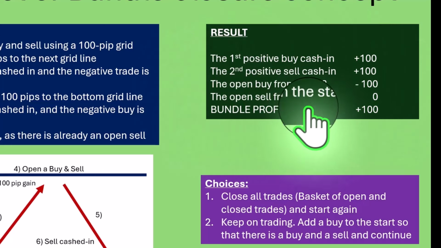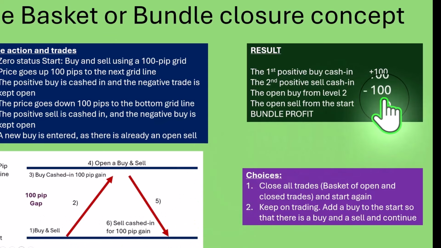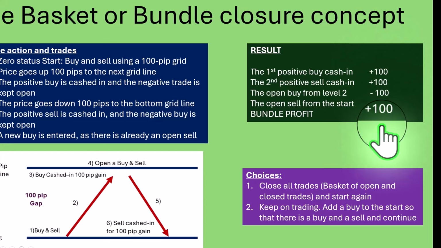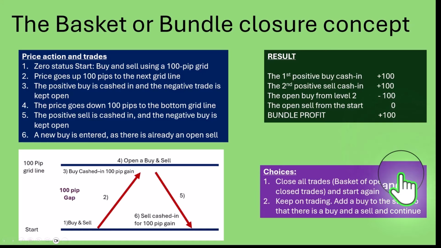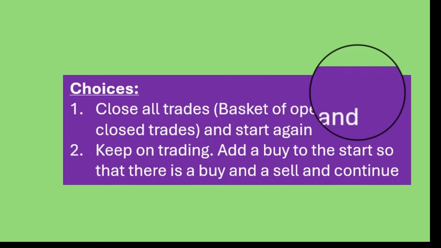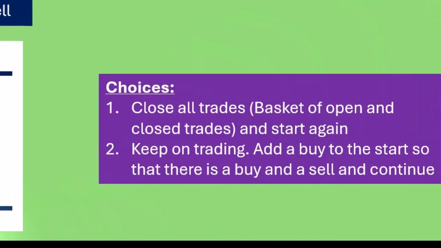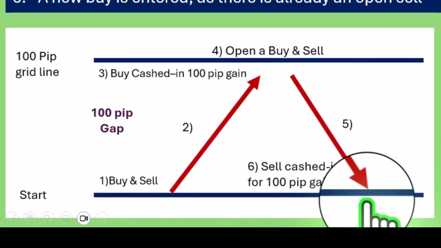Then you have the sell that you started with over here. Remember, the price went up, so the sell was left behind. It is still there, but it's back at the starting point, so it is back to 0 pips. If you add all of that together, you have made a bundle profit, or basket profit, of 100 pips. That is how the basket and bundle concept works, because at that point you can decide to close everything and start again, or just keep on trading, in which case you'd create a buy at that point so that there is a buy and a sell present at each grid line visited by the price.